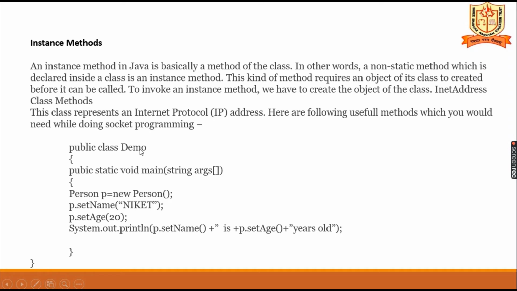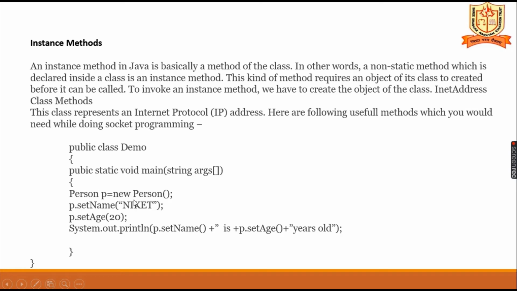And next is the instance method. So what do you mean by an instance method? An instance method in Java is basically a method of the class. In other words, a non-static method which is declared inside the class is an instance method. This kind of method requires an object of its class to be created before it can be called. To invoke the instance method, we can create the object of that class, the InetAddress class methods here.